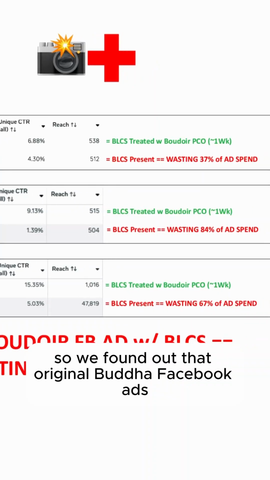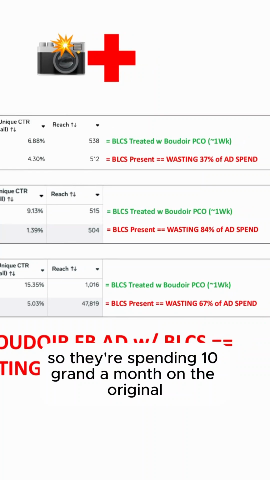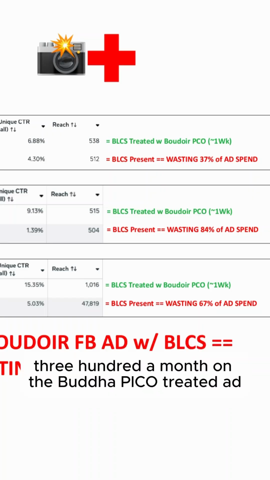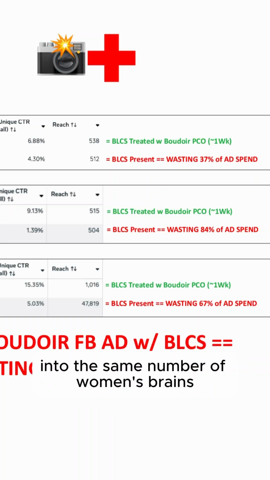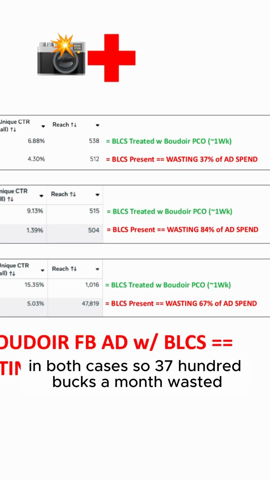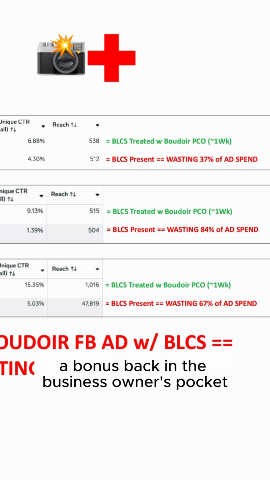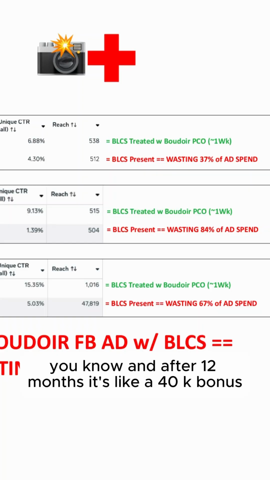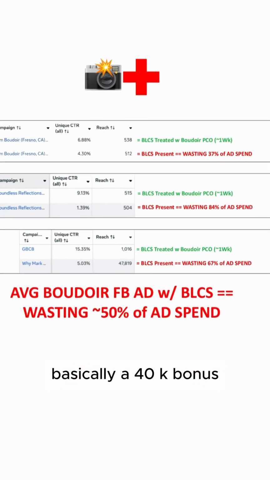So we found out that original Boudoir Facebook ad was wasting 37% of ad spend. So they're spending 10 grand a month on the original. They now only have to spend 6,300 a month on the Boudoir Pico treated ad, and they're getting their ad into the same number of women's brains in both cases. So 3,700 bucks a month wasted. We can stop spending that, and that's kind of a bonus back in the business owner's pocket because they don't have to spend it anymore. And after 12 months, that's like a 40K bonus. So $3,700 bonus every single month, basically a 40K bonus.